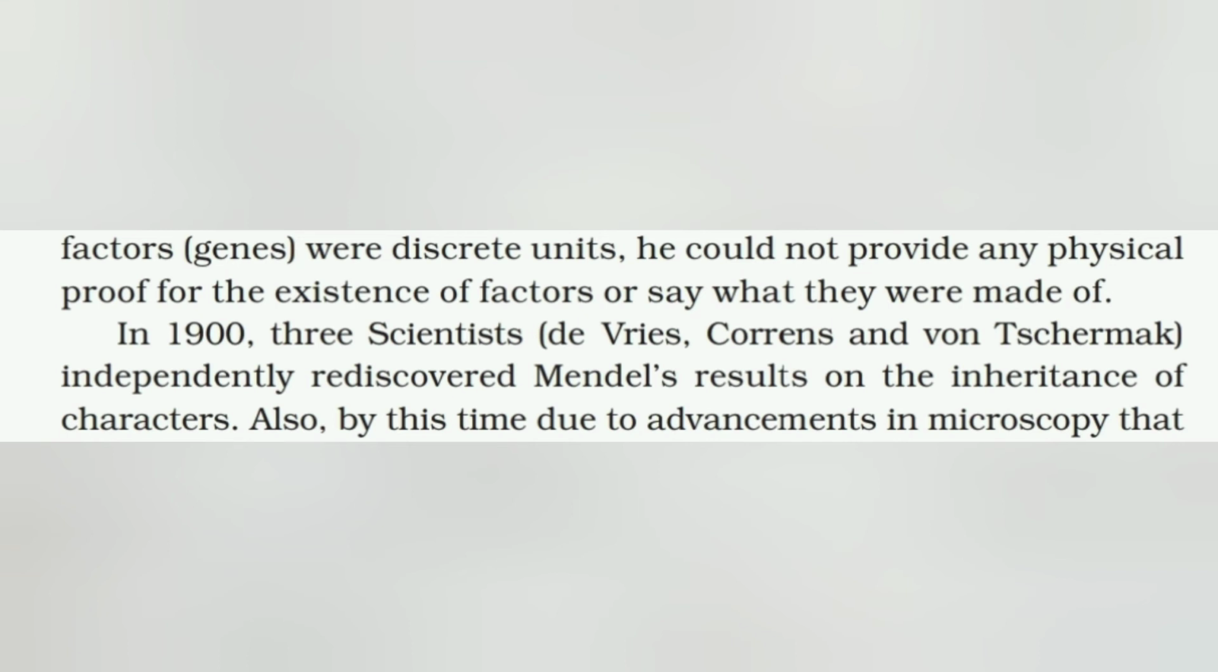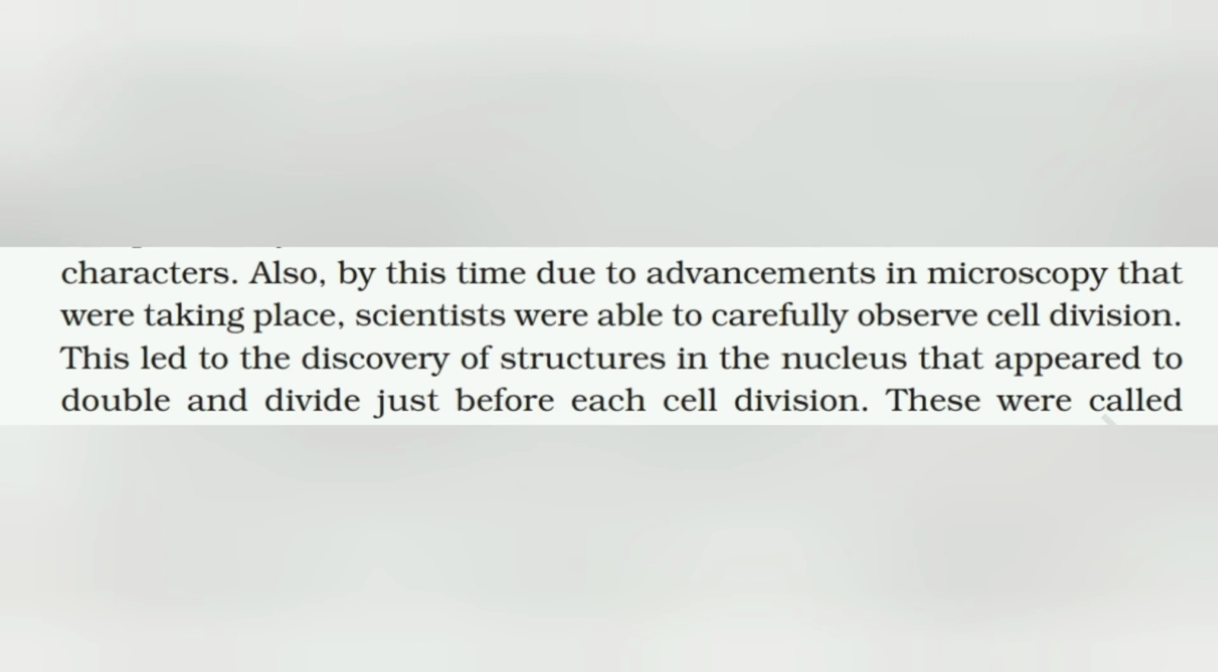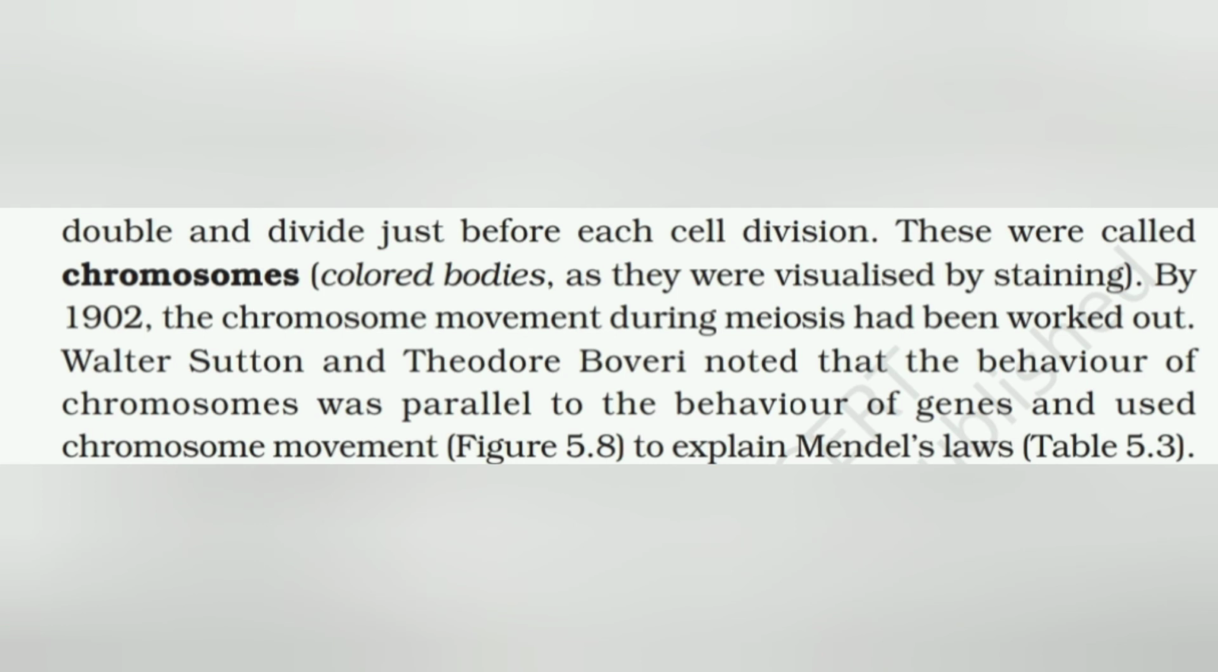In 1900, three scientists, De Vries, Correns, and von Tschermak, independently rediscovered Mendel's result on the inheritance of characters. Also by this time, due to advancements in the microscope, scientists were able to carefully observe cell division. This led to the discovery of the structures in the nucleus that appeared to double and divide just before each cell division. These were called chromosomes.